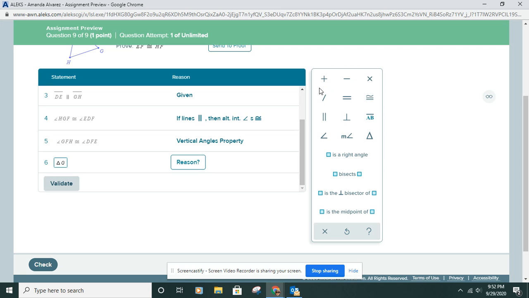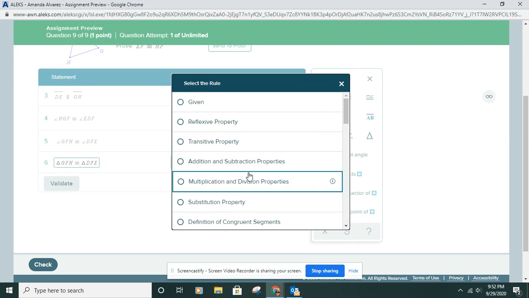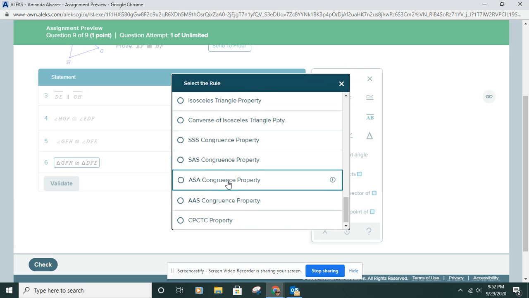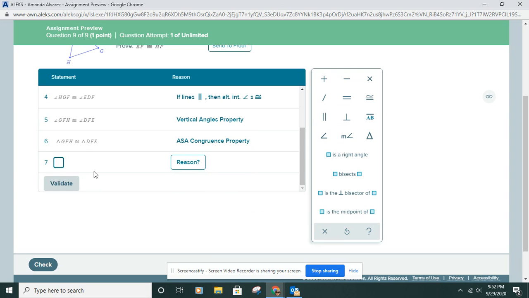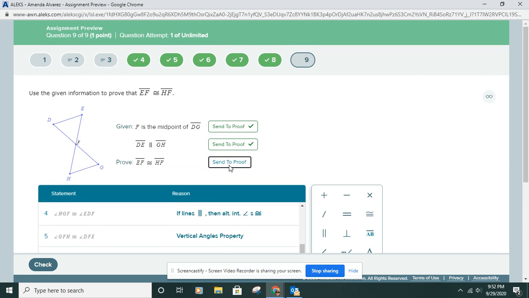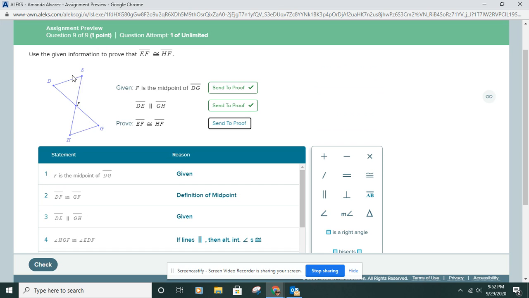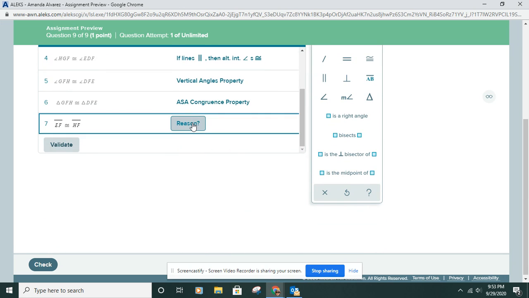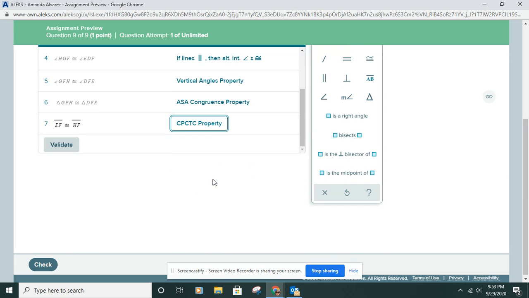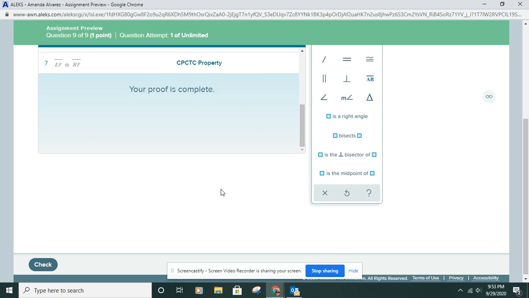So triangle GFH is congruent to triangle DFE. I can just copy the same order from up above by ASA. Validate that. And then finally, I can send to proof the last thing. So EF is right here. EF is congruent to HF because they are corresponding parts of congruent triangles. So at the very bottom, CPCTC. That's a long one.